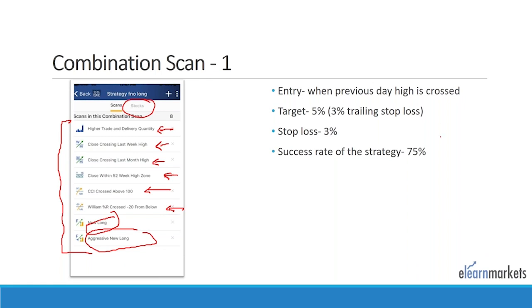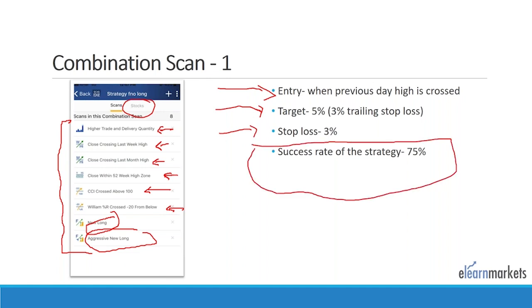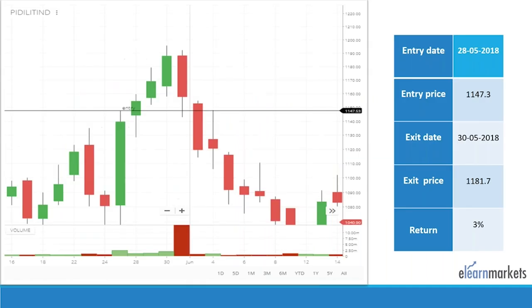The strategy which you can adopt is you enter when the previous day high is crossed. You can keep a target of 5% and trail it to 3%. You can keep a stop loss of 3%. Your success rate, what we have seen in the last couple of months of our working, is as high as 75%. Let me give you an example of a few stocks which we traded.